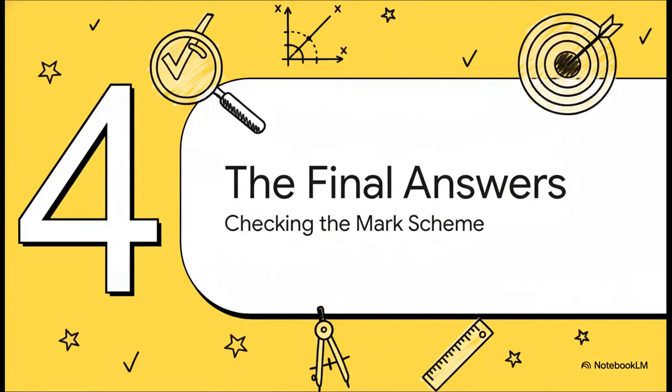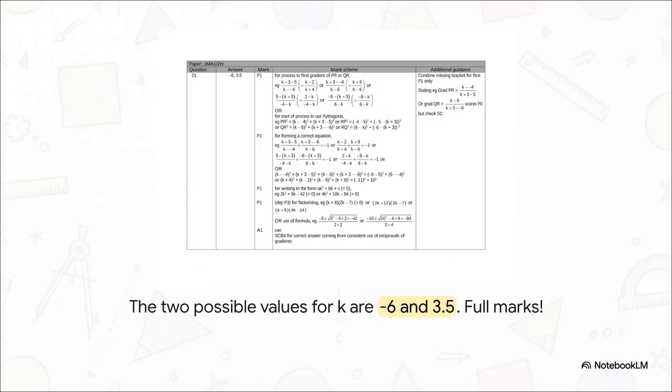Okay, so we've got our 2 answers, but did we nail it? Let's check in with the official mark scheme one last time to see if we've earned ourselves the full 5 marks. And there it is. The mark scheme confirms it. Our 2 answers, k equals -6 and k equals 3.5, are both spot on. That's a perfect solution and 5 marks in the bag.